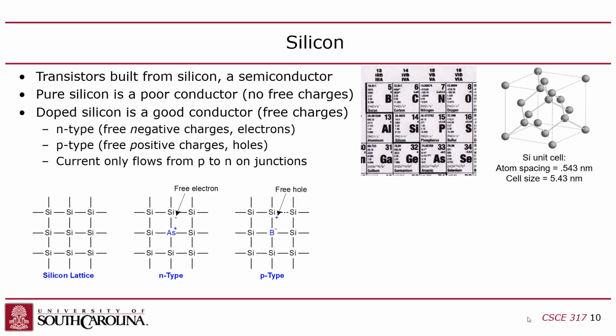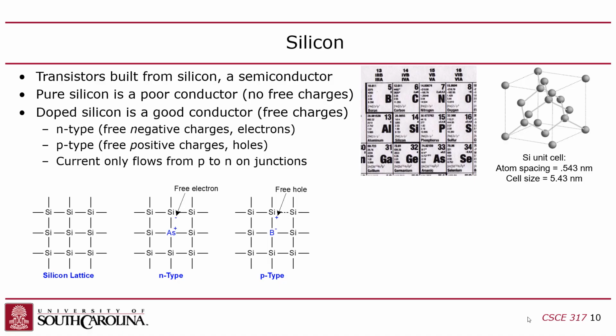Likewise, if you put in boron, which is from group 3, this has 3 valence electrons, and this one is kind of trippy, but what happens here is that the boron has what's called a hole. It's a lack of an electron.